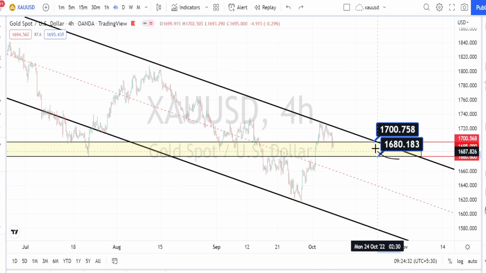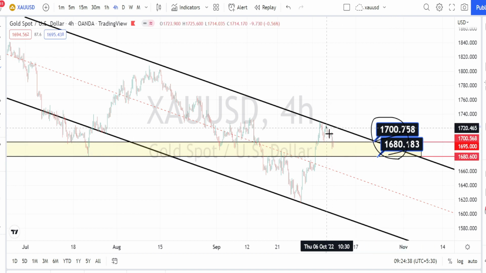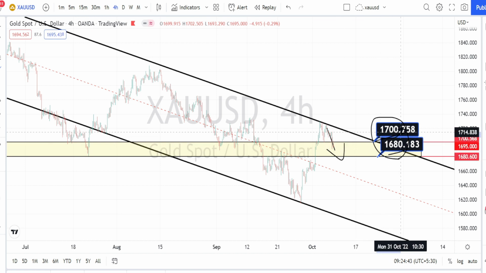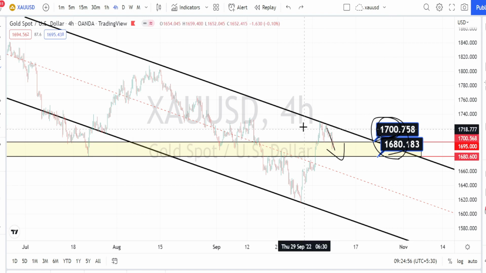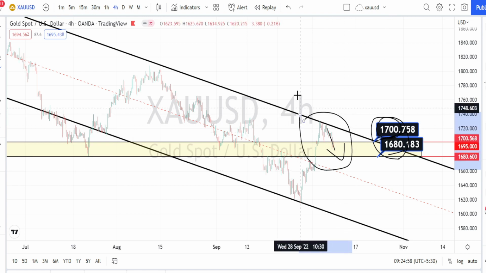So we were expecting this area between 1700 to 1680 to be acting as a very strong support zone if the price action tries to trend back on the bearish side, and currently we are noticing the price action to breach this support level of 1700. Let us look at the current price action more closely.